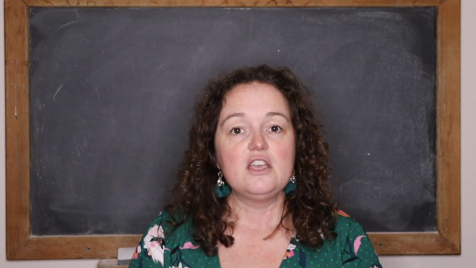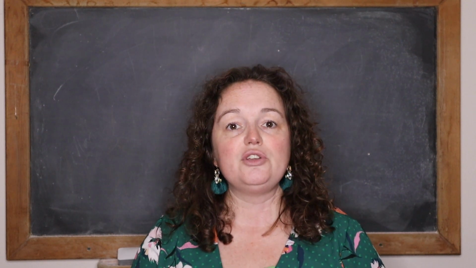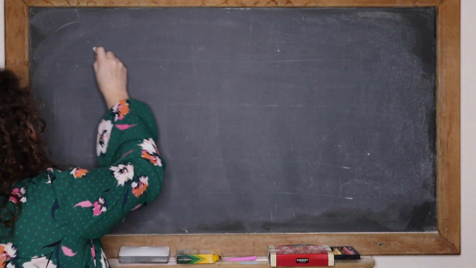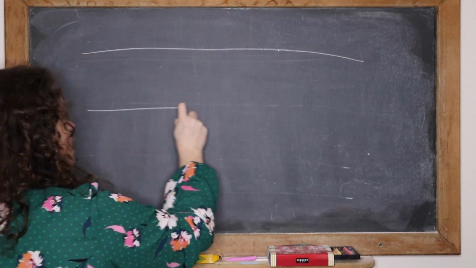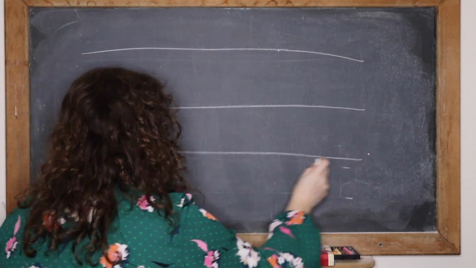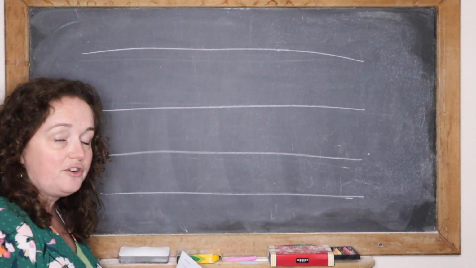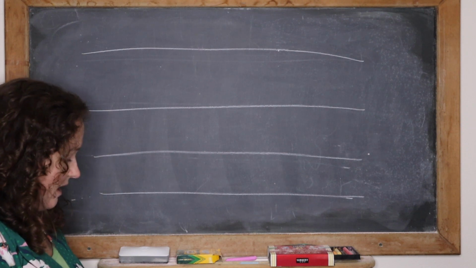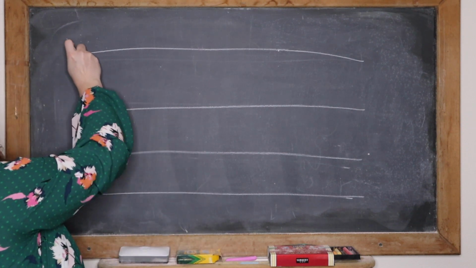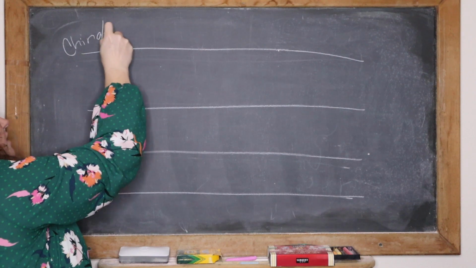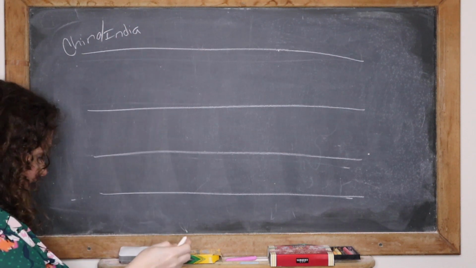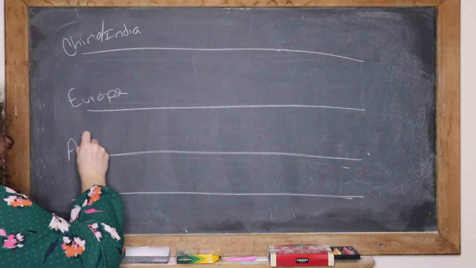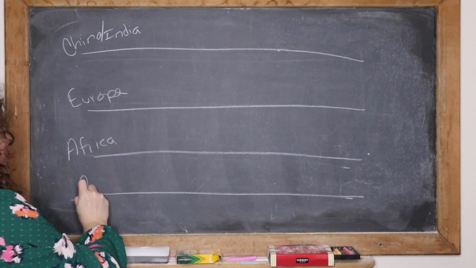You have 50 events. Some of them may not have an end date, but just do your best to try to figure that out. Remember, this is a multi-line timeline, so you should have 4 lines on your timeline. Each one of these is going to be designated to a different part of the world. If you look, I think it's on page 2 of your directions. The first line is going to be China and India. The second one is going to be Europe. The third one will be Africa. And the fourth one will be America.